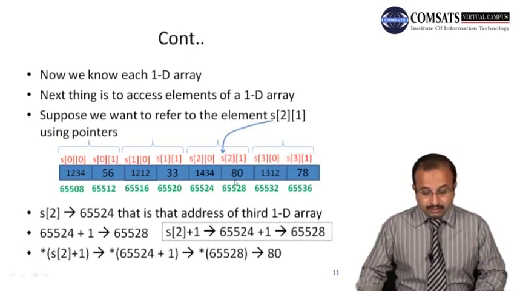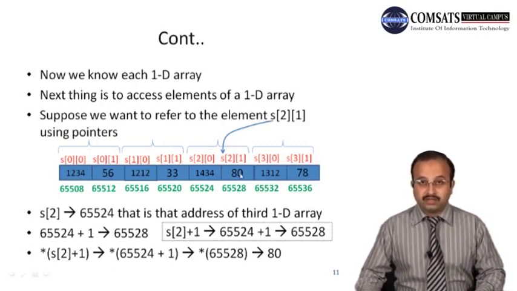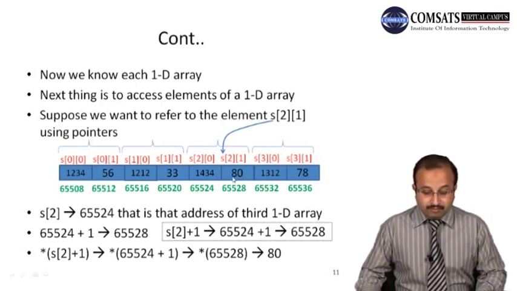So if we want to access the second element in that two-dimensional array, so ये जो हमारे पास एक 1D array है जिसमें दो elements आ रहे हैं, the first element is at the 0th index and the second element is at the 1st index. And if we want to access the second element, we will add 1 to the base address of the third one-dimensional array, and we will put star, then we access the value at that address.